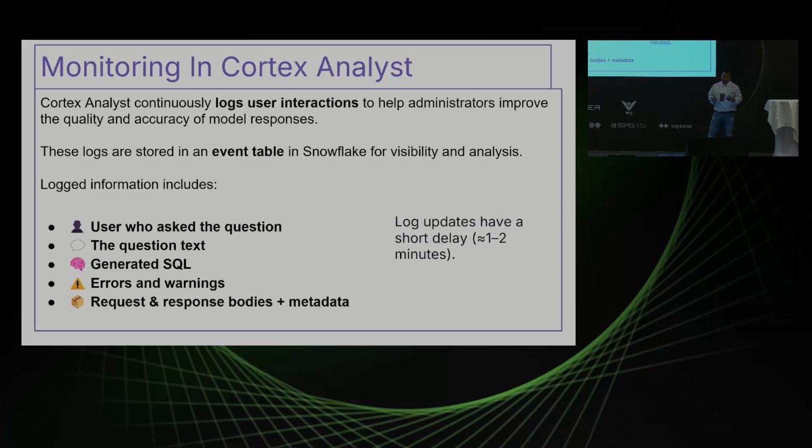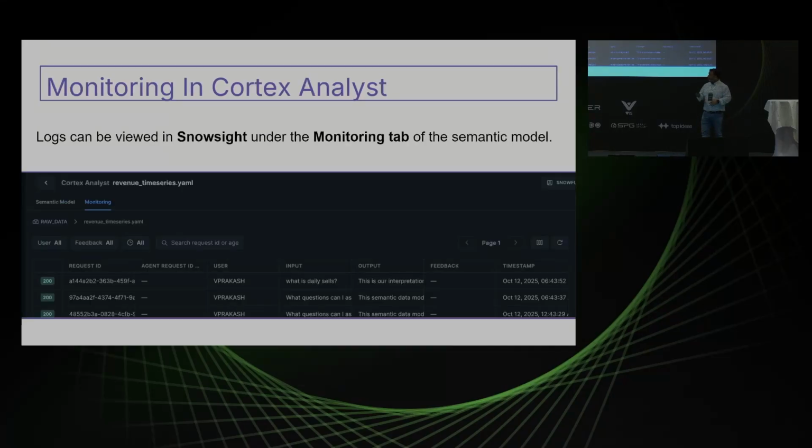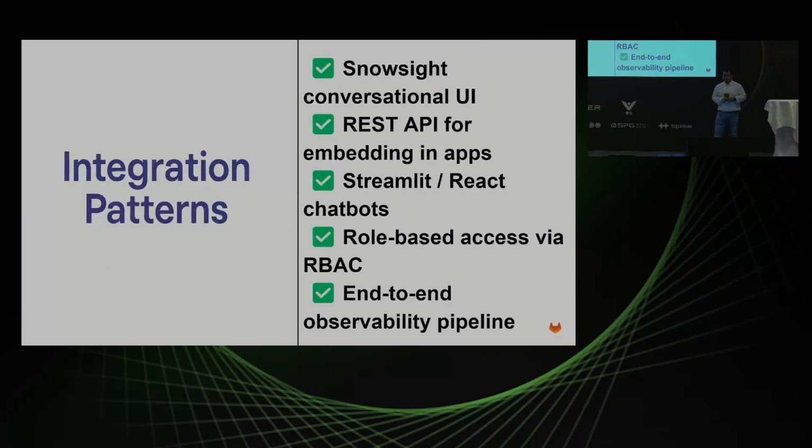Log updates come with a short delay of one or two minutes, but yes, it is there. It looks simple: logs can be viewed in Snowsight, which is the UI in Snowflake. What is daily sales? That was the question I asked, and this was the interpreter output and the feedback. If daily sales is a verified query, we feed it back to our semantic model again.